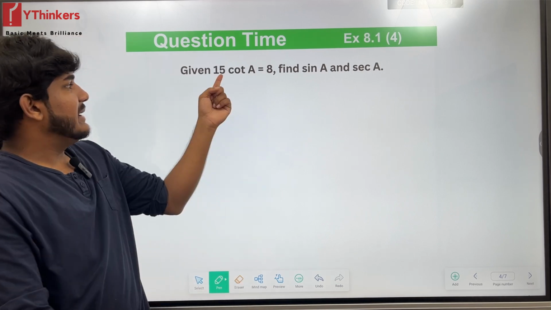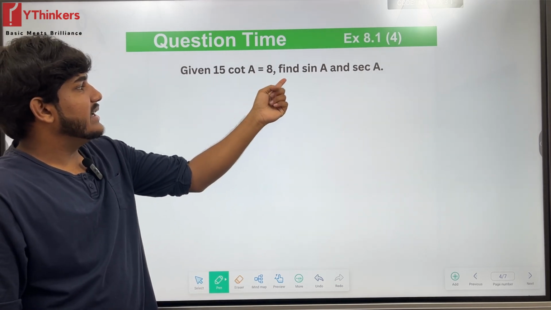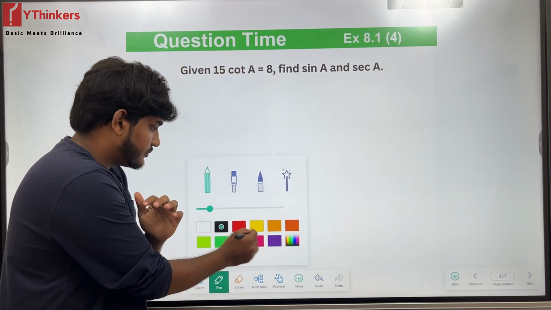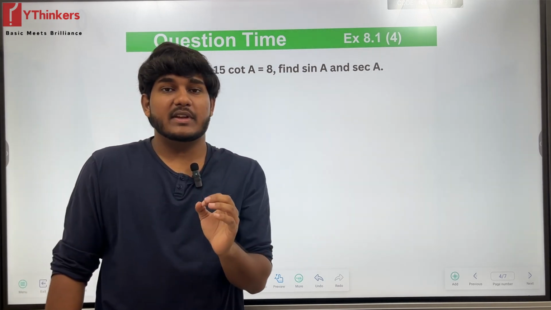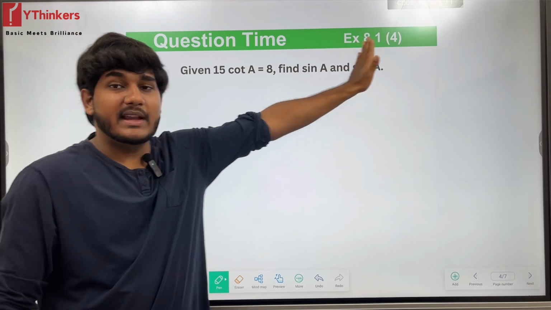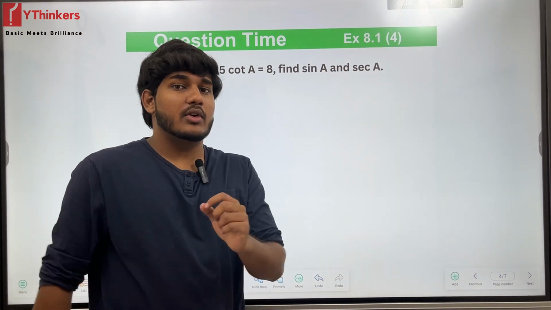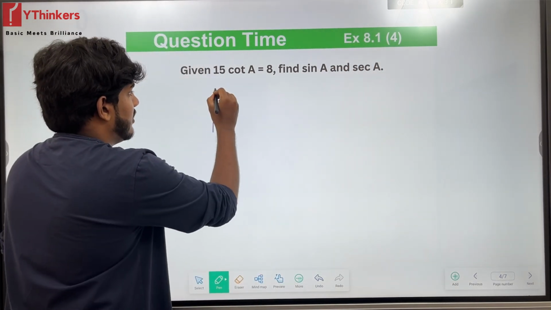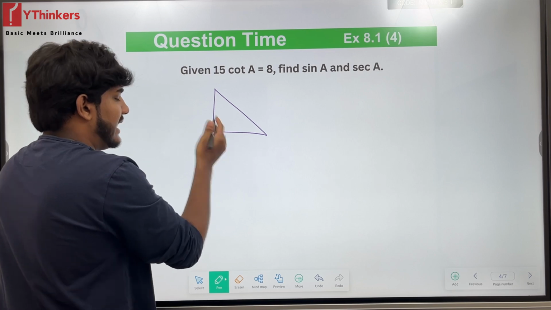Now they are telling me cot A is 15. Cot A is equal to 8. I'll take a different color. Okay. 15 cot A is 8. They're giving me, find sin A and sec A. I'll not worry about finding that. First thing what I'll do is I'll draw the triangle. So I will draw one triangle. Okay, I'll keep 90 degree.